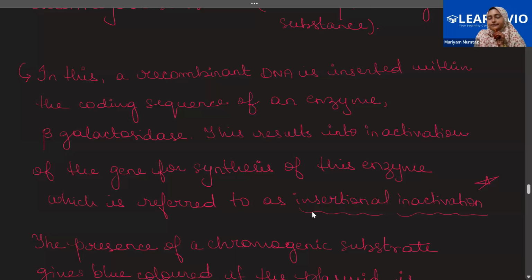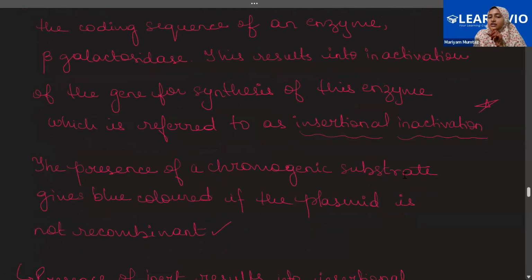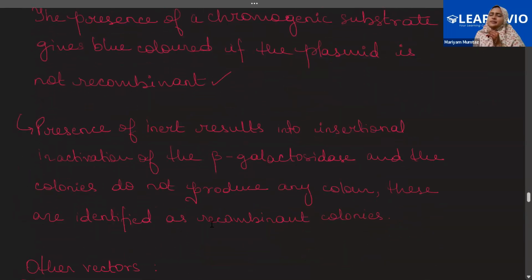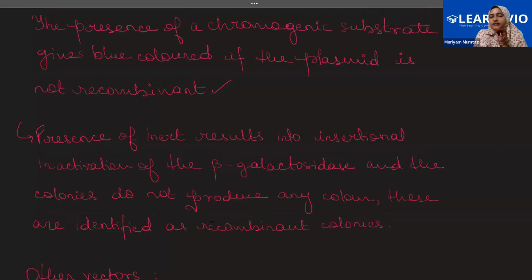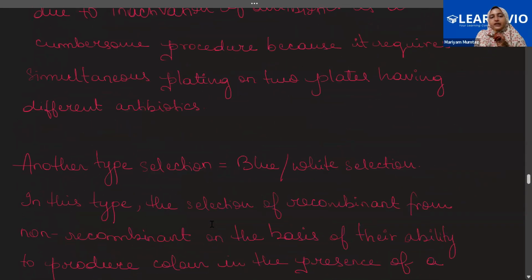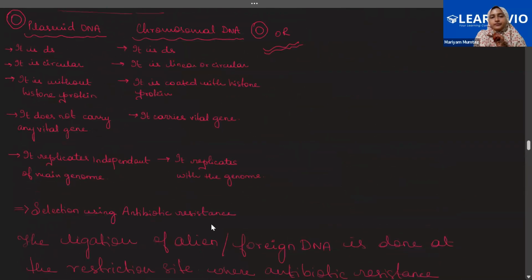Yes, ma'am. Now, the presence of a chromogenic substrate gives blue color if the plasmid is non-recombinant, and it will give white, meaning it will not produce any color, if any foreign gene has been inserted. Any doubts up until now? Okay. Now you people can note down till here, then we'll move forward.